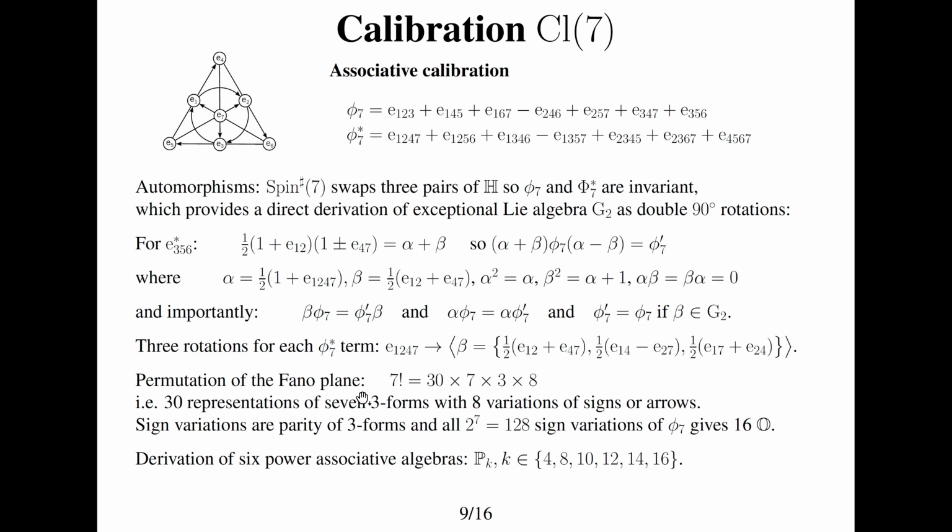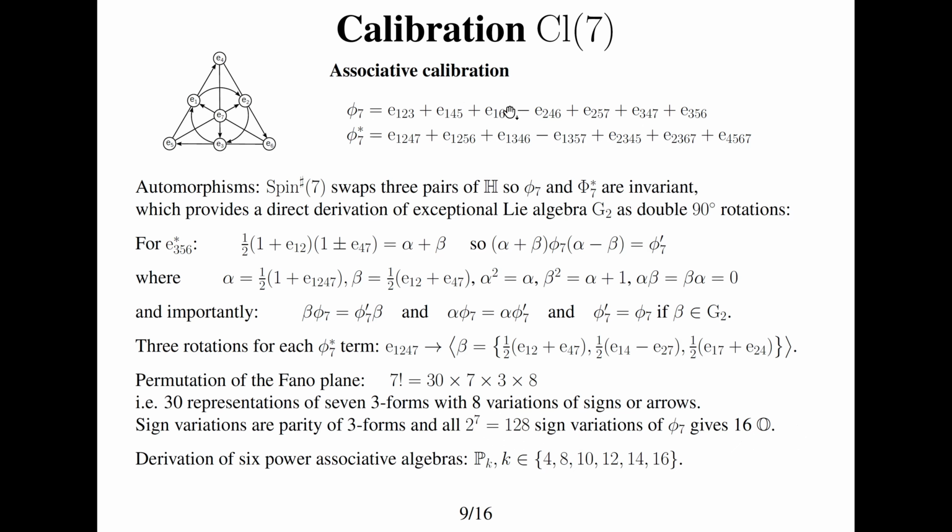Right, we can go further with this notation of 7. We can see that 7 factorial covers all possible variants here. There are actually 30 different calibrations which satisfy the property of being a cross product. Each one has 7 terms and 3 rotations, and there are 8 sign differences. But the sign differences come down to just a parity of plus or minus for every quaternion. If you look at all those different sign combinations, there are 128 different possibilities for every one of the 30 calibrations. 16 of them are octonion for every representation.